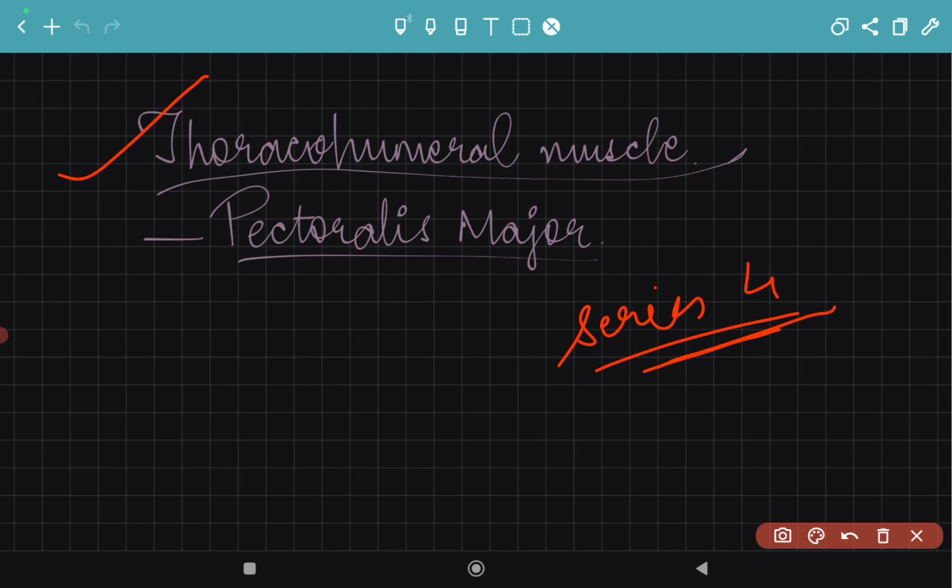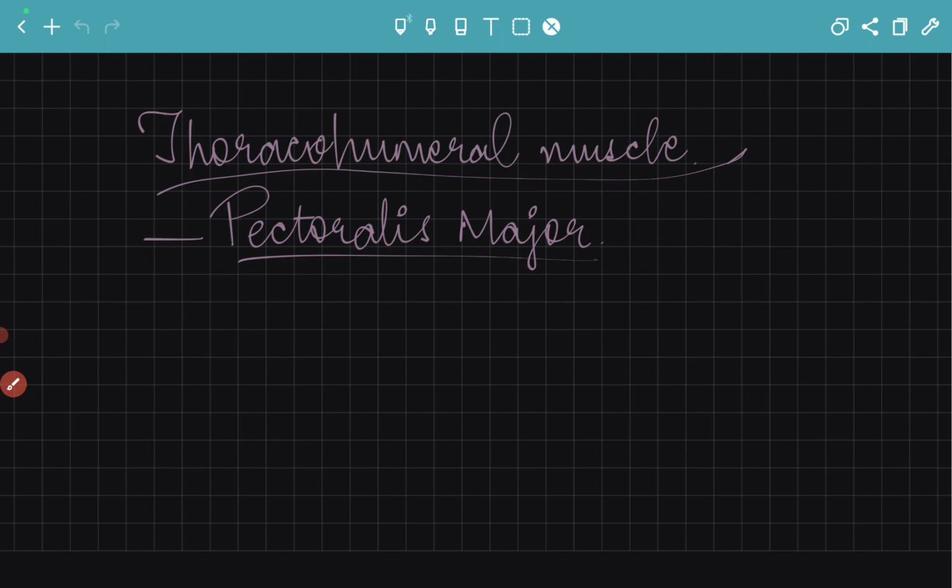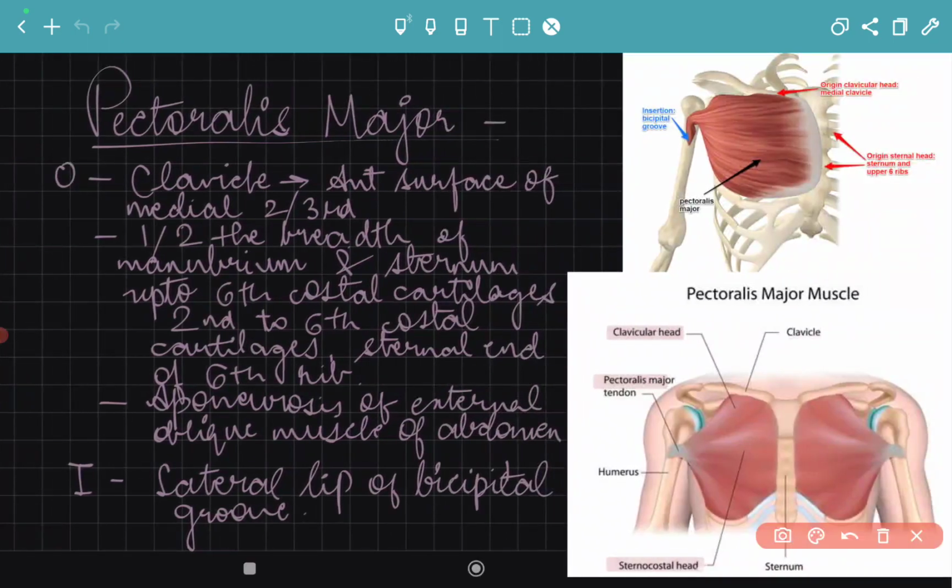The thoracohumeral muscle involves pectoralis major, which connects the thorax to the humerus. Let's have a look at the origin and insertion of pectoralis major, which can be appreciated in both of those diagrams. Let's focus on this first one. The origin of pectoralis major is in two parts, the clavicular head as well as the sternal head.